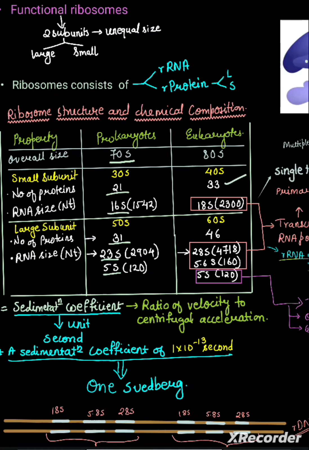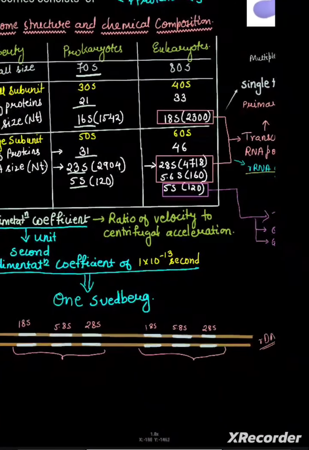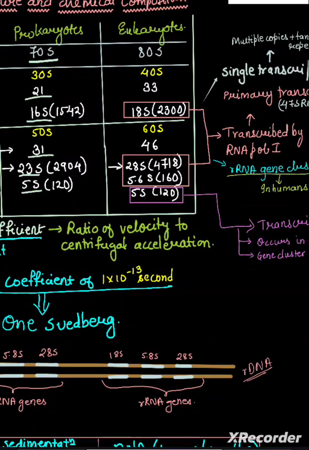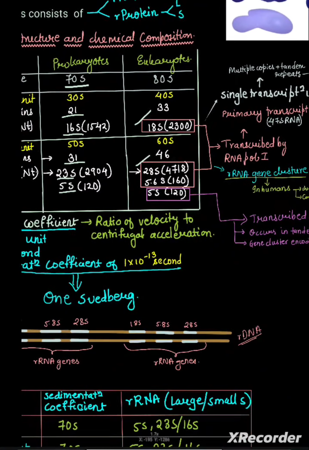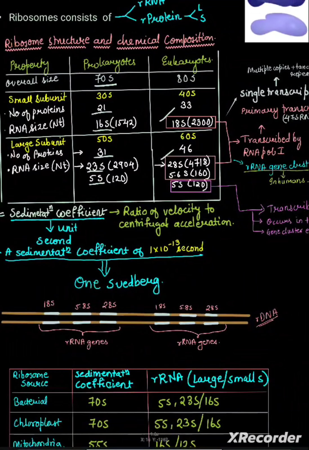In the smaller subunit you will have 33 proteins and 18S RNA, which is 2300 nucleotides long. In the larger subunit there are 46 proteins and 3 RNA molecules: 28S, 5.8S, and 5S. The nucleotide lengths are given in brackets. Now let's focus on these three: 18S, 28S and 5.8S. They are transcribed by a single ribosomal RNA gene.